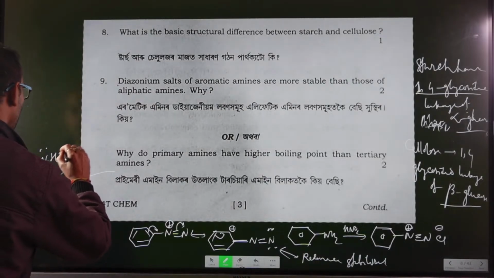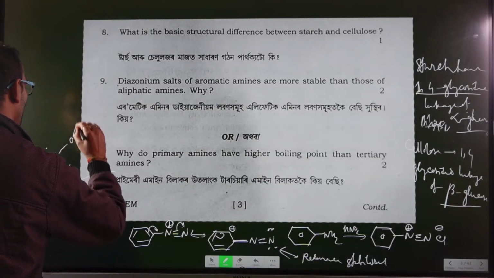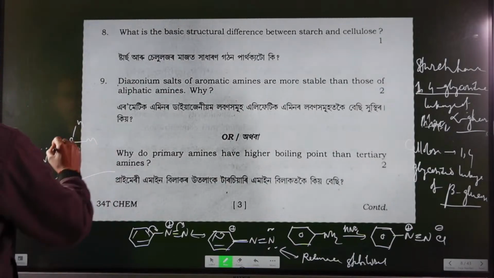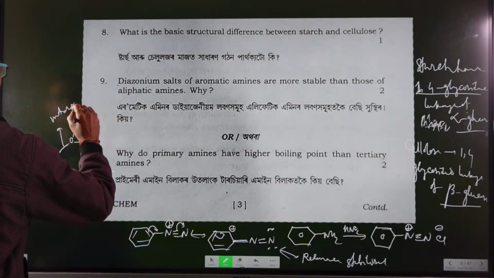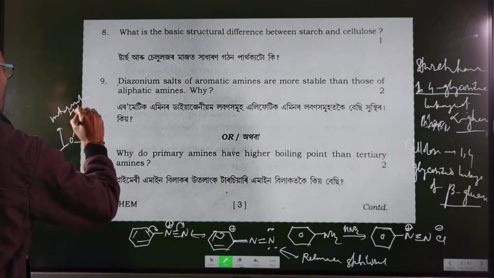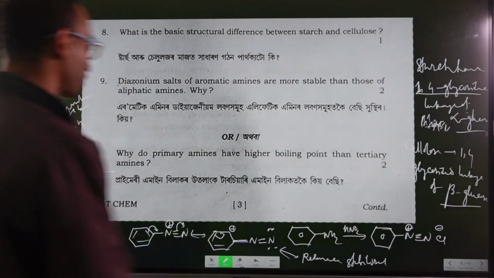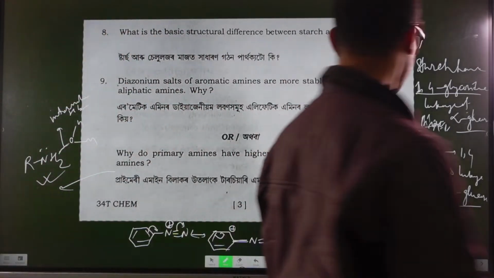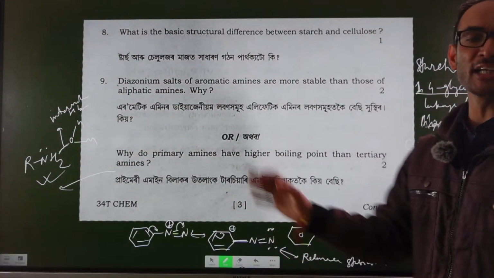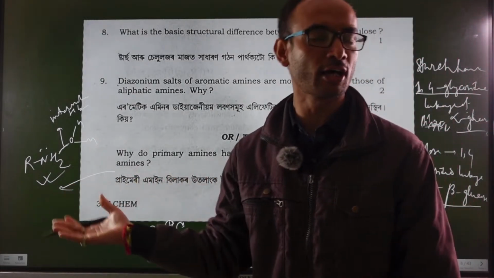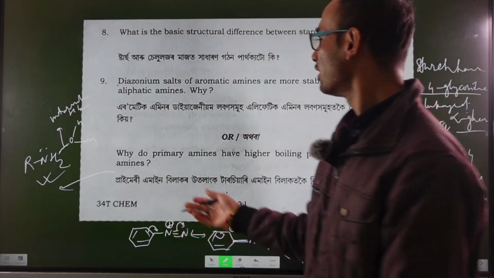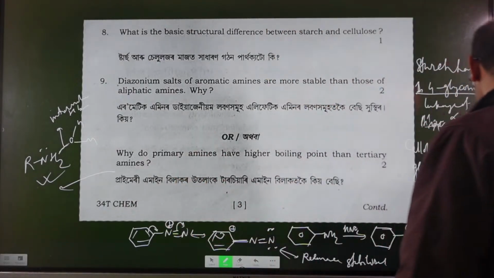Okay, because this will undergo hydrogen bonding with your water molecule, right? This is the hydrogen bonding, H bonding, intermolecular, right? Intermolecular H bonding. Inter, not intra. Therefore, this will have a high boiling point. But in tertiary amine, there is no possibility. There is no hydrogen. So how can it undergo this hydrogen bond? So therefore, primary amine has higher boiling point.